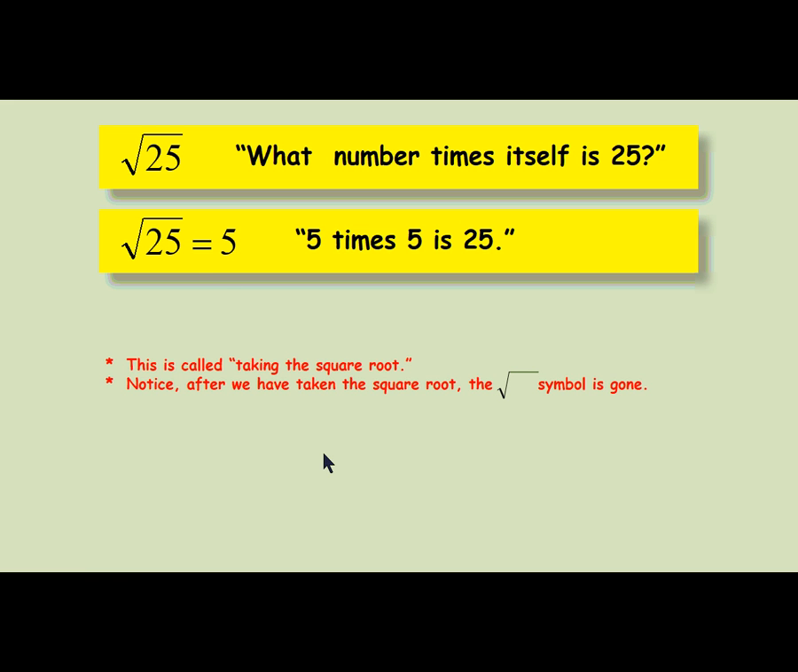Before we start, a common mistake people make is, after they take the square root of 25 and turn it into 5, they keep the square root there. And that should go away after you take the square root. Once you've figured out what number times itself you use to get your square root, the square root symbol should disappear from the problem.